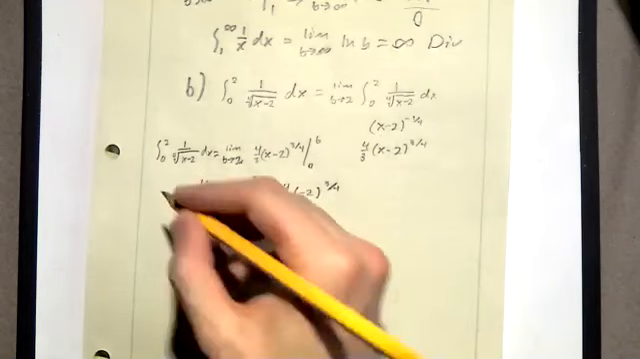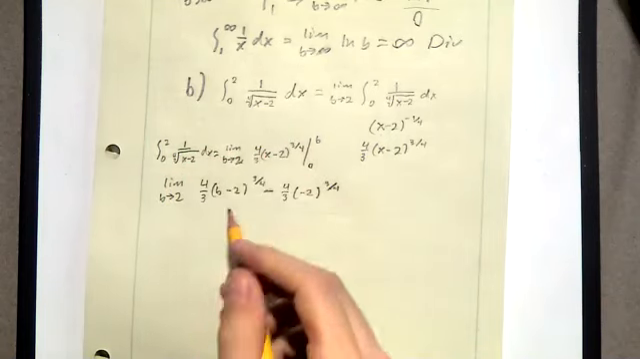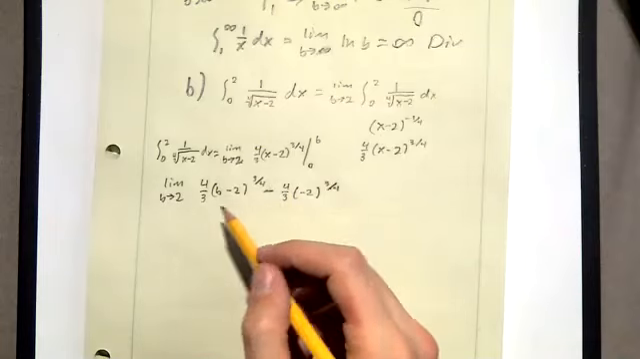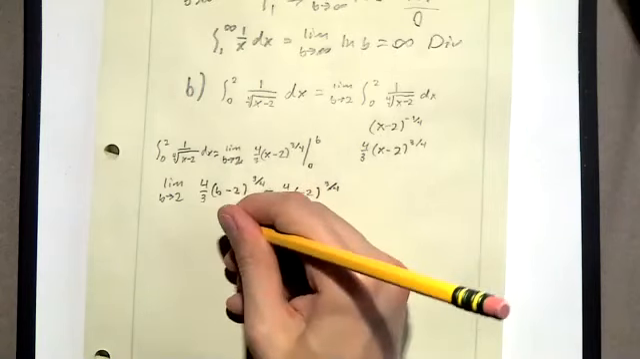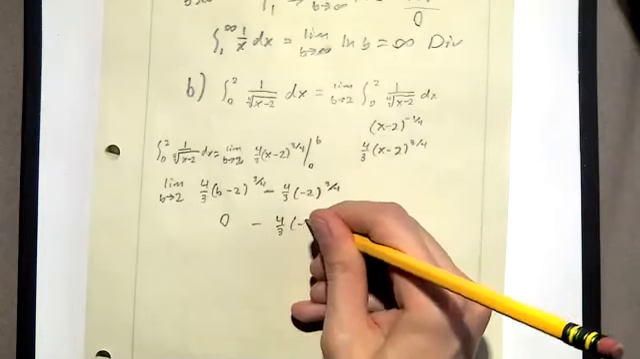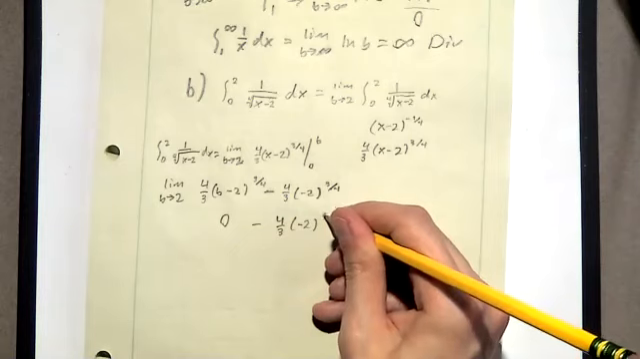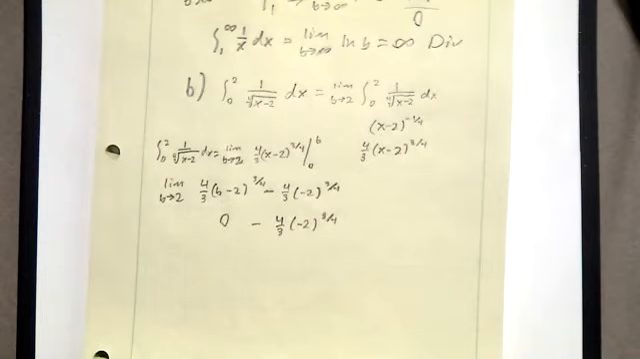So we have a limit as b approaches 2. If we plug in 2 here, we don't get an undefined number. We get 2 minus 2, which is 0. So we get 0 minus 4/3 times negative 2 to the 3/4. And that's as much as they write for the key, because that's technically the farthest you can get without simplifying to an imaginary number.